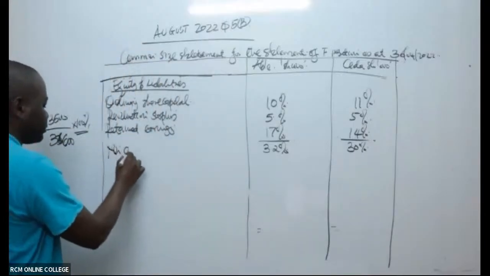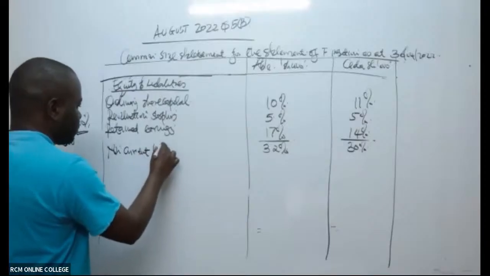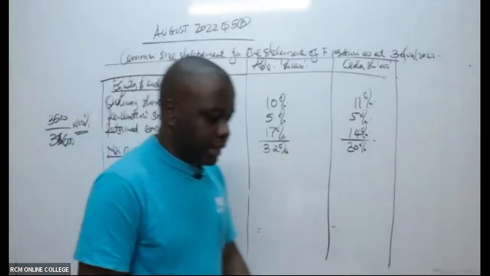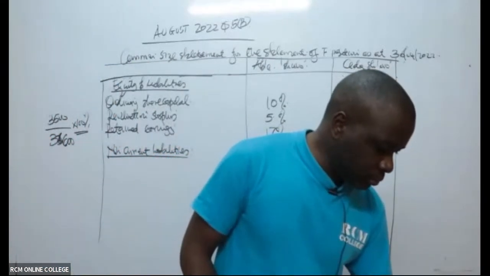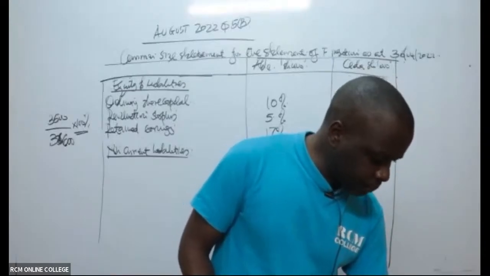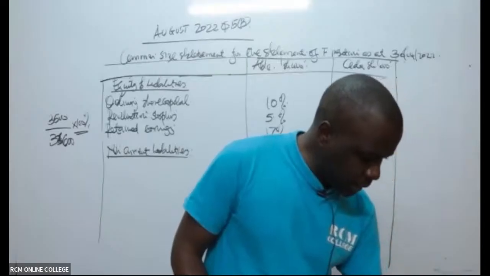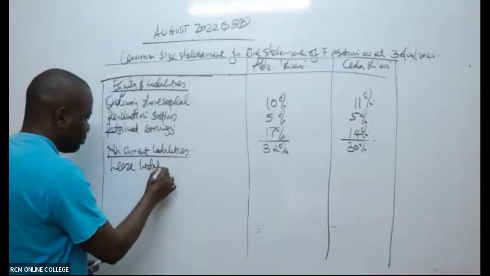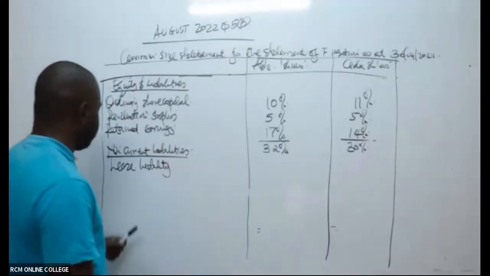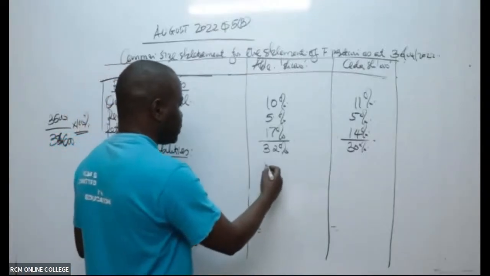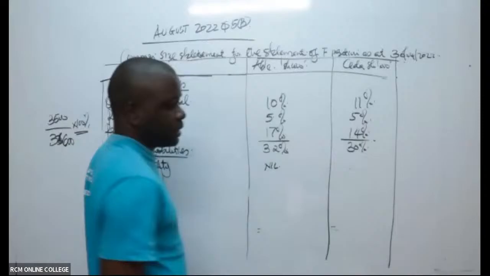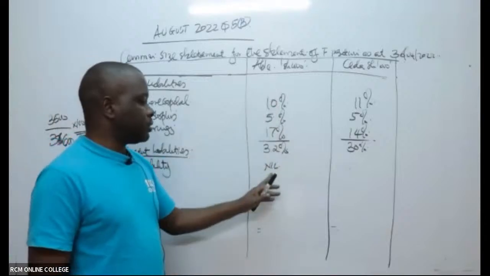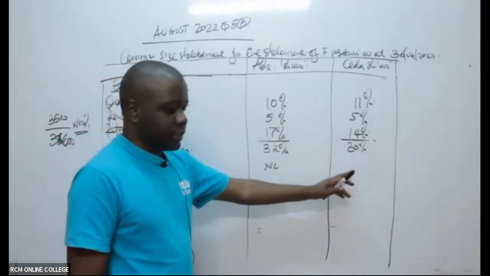For non-current liabilities, the first item we have is lease liability. They had a long-term lease, probably. So this one is nil because there's no figure there. What about here? This one is nil because there's no figure. Under able, there's no figure there. But what about now in this case for SEDA?